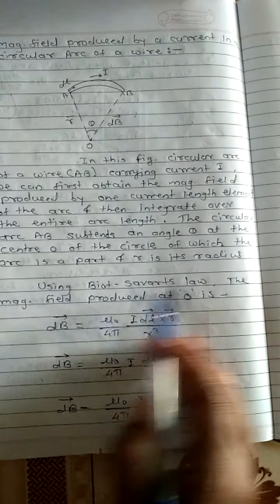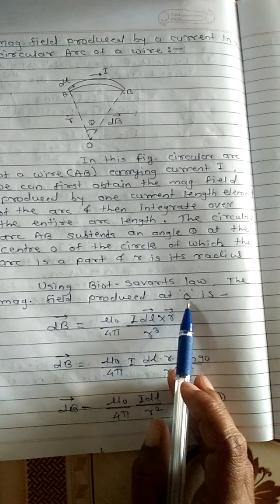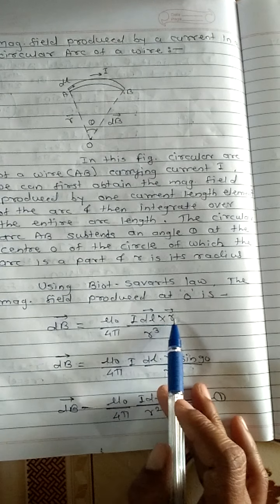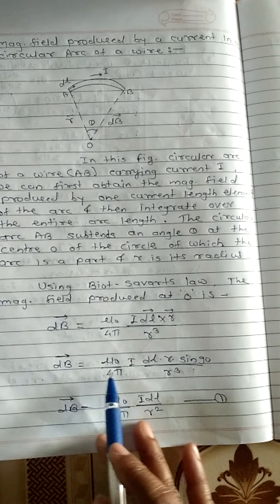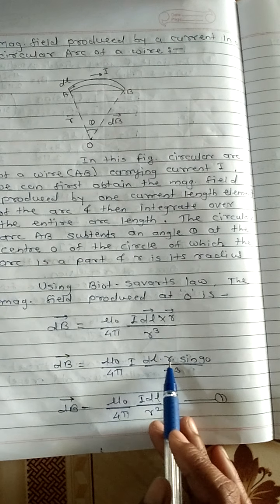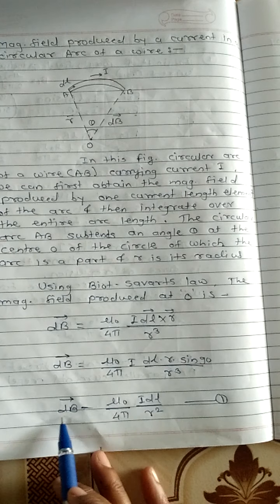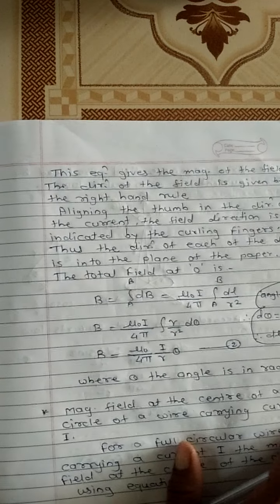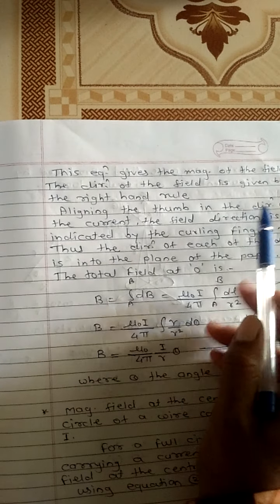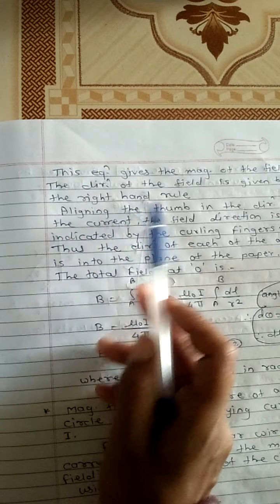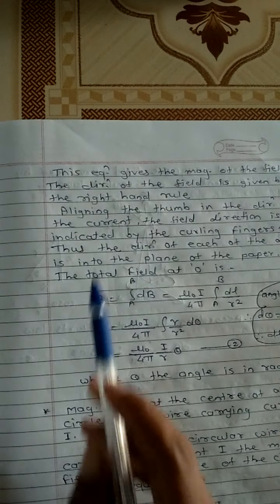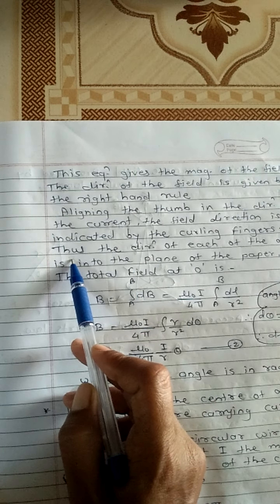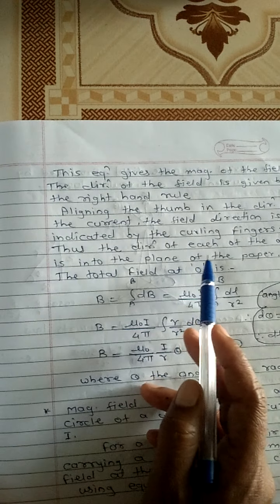Now by using Biot-Savart's law, the magnetic field produced at point O is the vector dB is equal to mu 0 upon 4 pi I dl cross R divided by R cube. Then dB is equal to mu 0 upon 4 pi I dl R sin 90 divided by R cube, so dB is equal to mu 0 upon 4 pi I dl upon R square. This equation gives the magnitude of the field, and the direction of the field is given by the right hand rule. Aligning the thumb in the direction of the current, the field direction is indicated by the curling fingers. Thus the direction of each dB is into the plane of the paper.